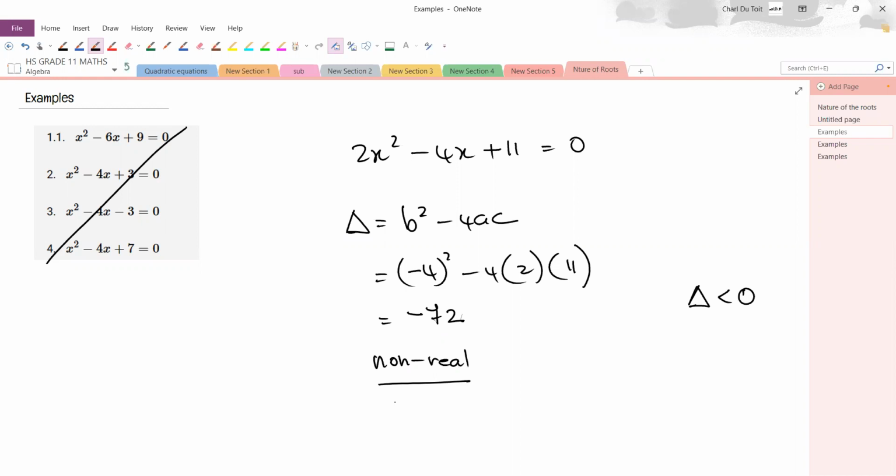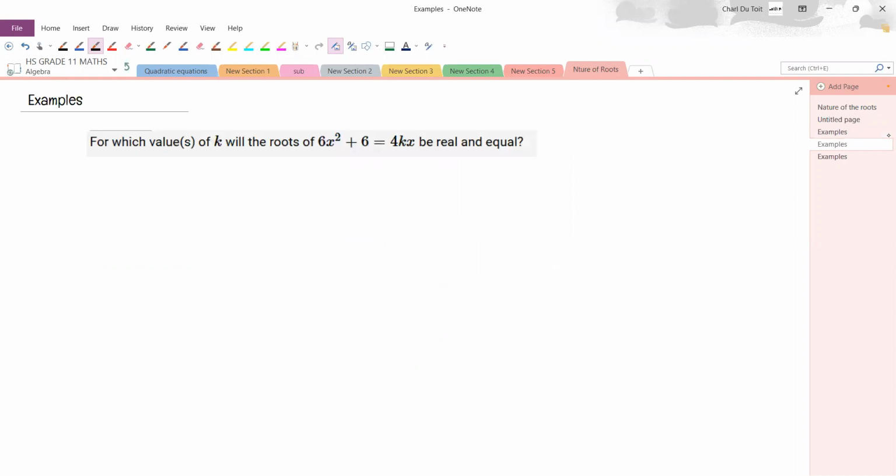Okay, so this was easy and kind of straightforward. We're going to slightly make it harder. So now for which value or values of k will the roots of that be real and equal? Real means larger or equal than 0, and equal just means that. So real and equal is only where delta equals 0.